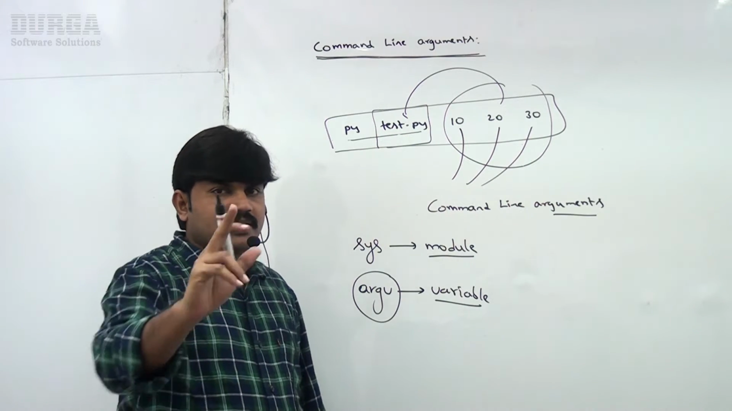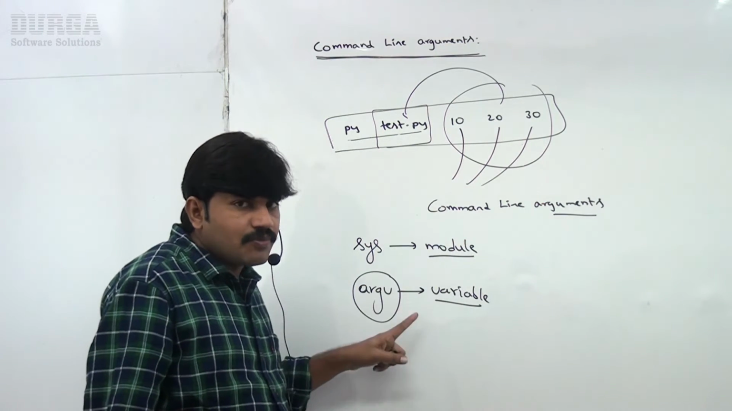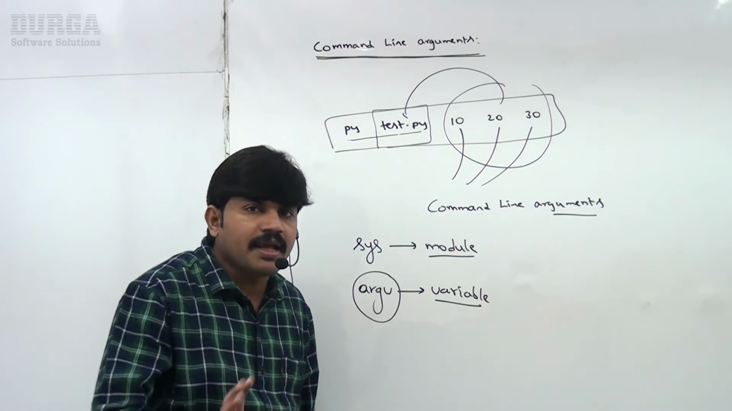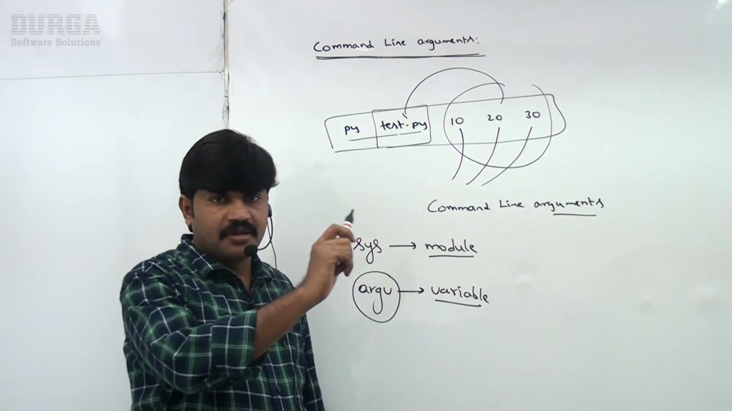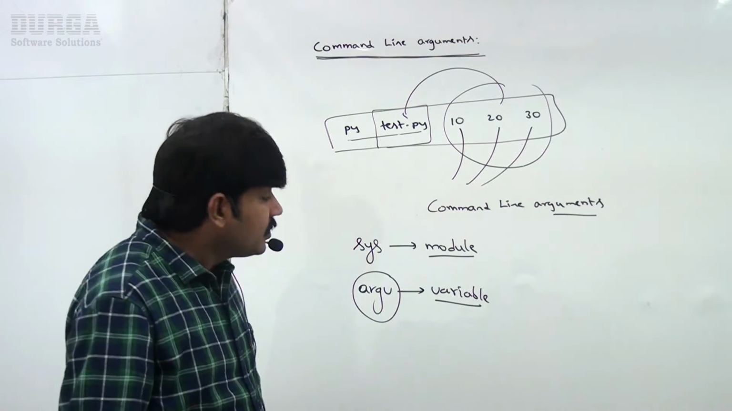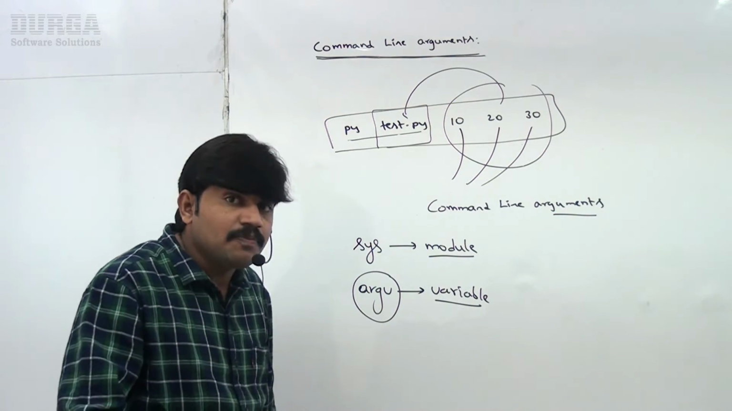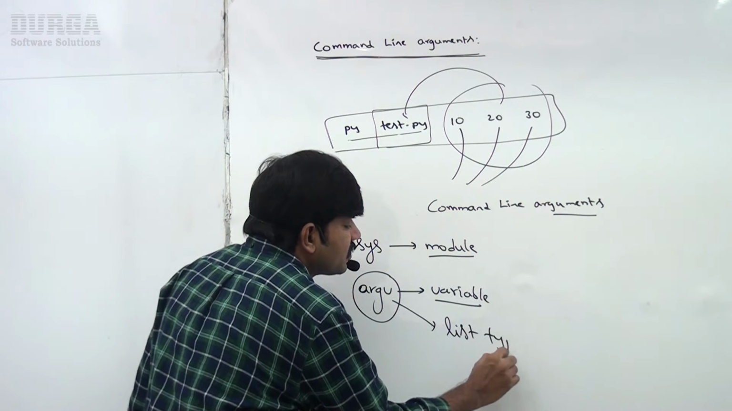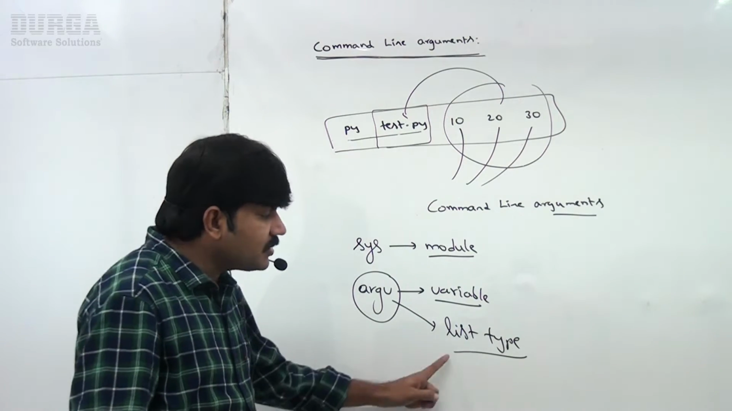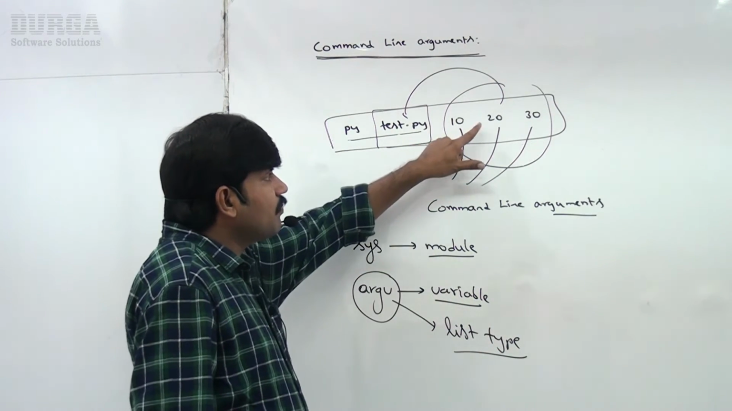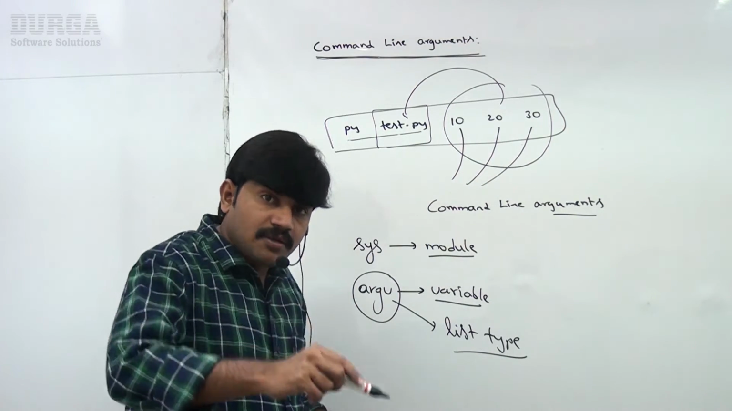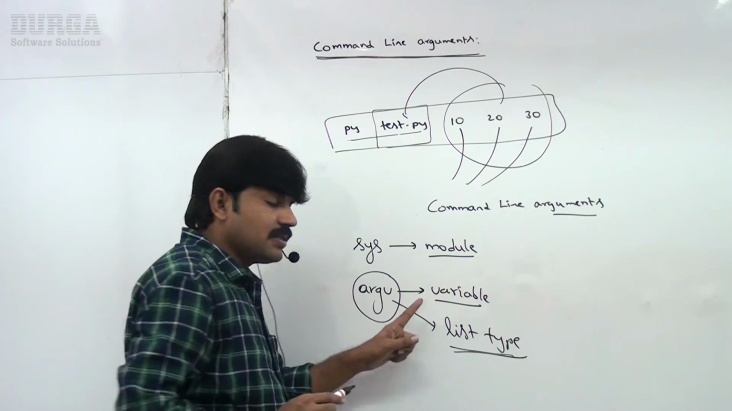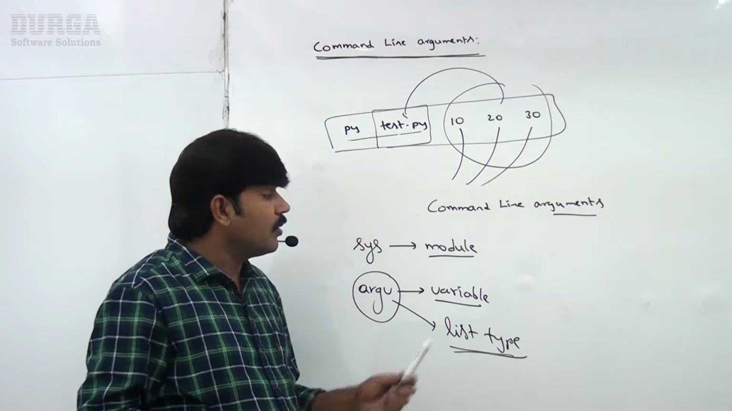So just be aware, sys is a module, and in this module there is one variable, argv. By using that, we can get these command line arguments, right? Then immediately you may ask, sir, what type is this argv? Sir, very simple. This argv is a list type, because the number of command line arguments, order is important, and duplicate values are allowed. That's why it is a list type. Where is the proof for that? How can you conclude it is a list type?